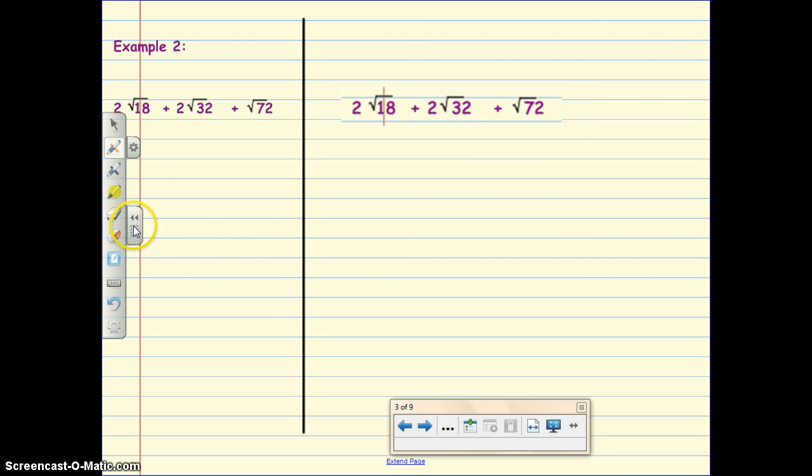Example 2 is 2 square root of 18 plus 2 square root of 32 plus the square root of 72. Right away I'm thinking, how can I rewrite this so that I have a common square root? Well, 18 I could rewrite as 2 times 9, or 2 times 3 squared. And 32 I could rewrite as 2 times 4 squared, or 2 times 16.